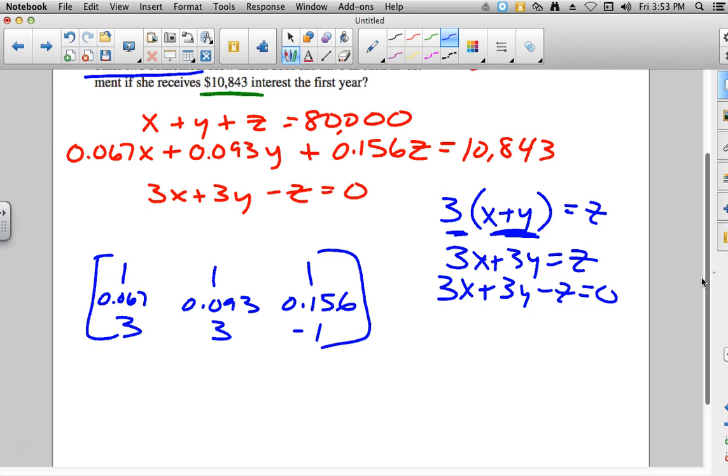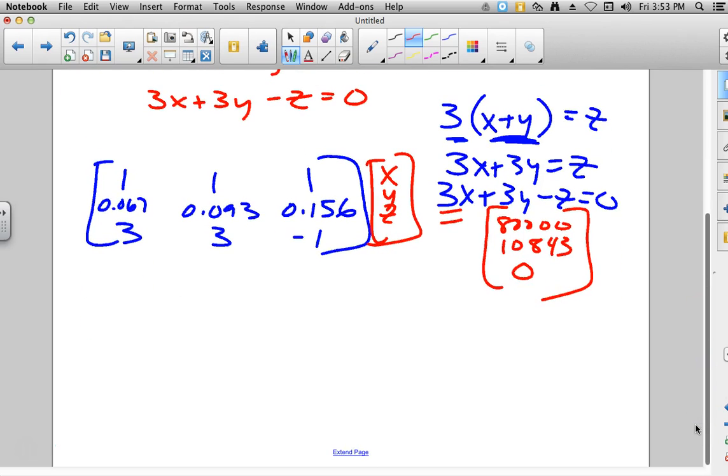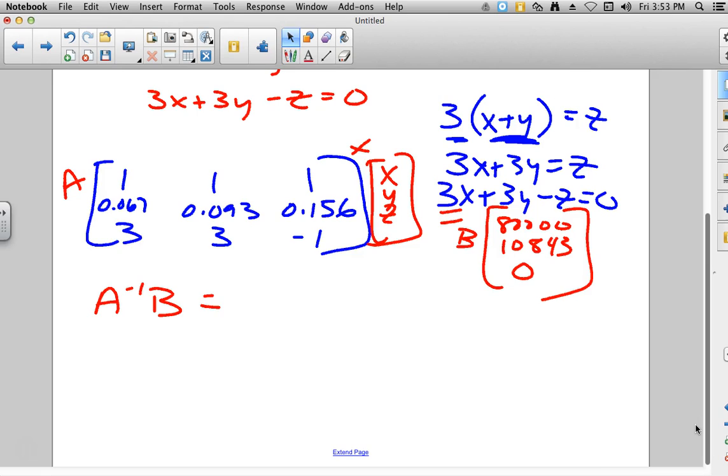I know I'd have to multiply this by x, y, z in order to get our matrix of 80,000, 10,843, and 0. And I used inverse matrices on my calculator. So this was A, and this was X, and this was B. And I used A inverse times B to get the answer. So I'm going to stop the video and punch this in and then show you on the Smartboard calculator how this worked out.